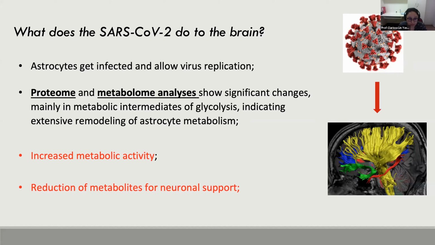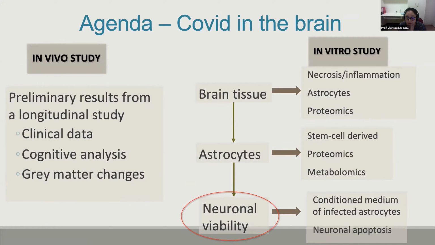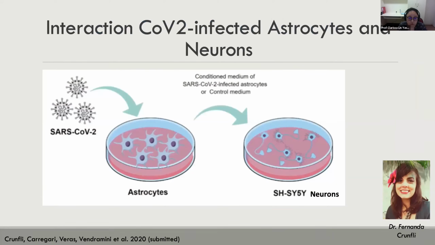Okay. So we observed increased metabolic activity in these astrocytes and also a reduction of metabolites that were important for neuronal support. And then we decided to study what could be the consequence of these astrocytes, whether the problem of the astrocyte would impact the neuronal viability. And then we performed the third part of this in vitro study, in which we analyzed the neuronal viability. So we tested whether the astrocyte would have any impact on neurons.